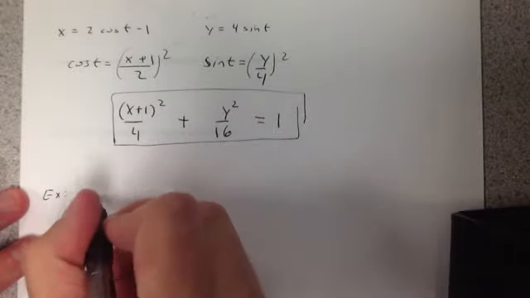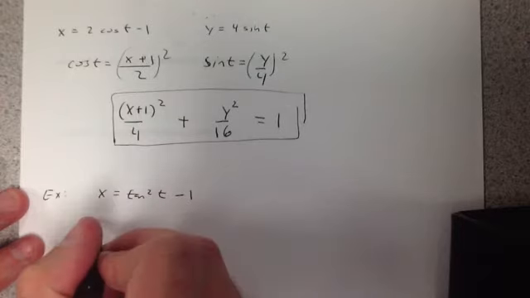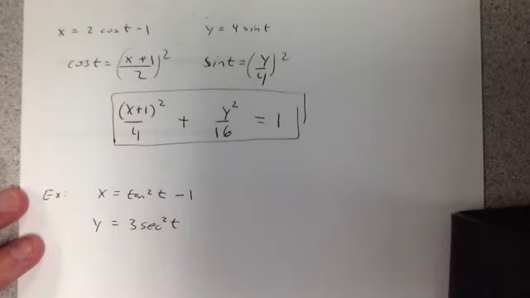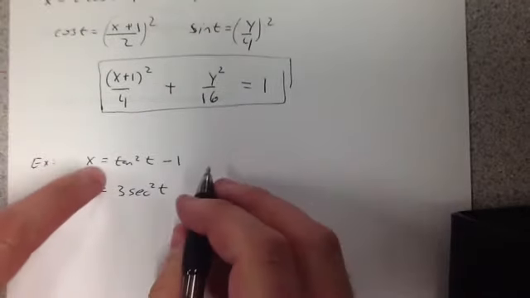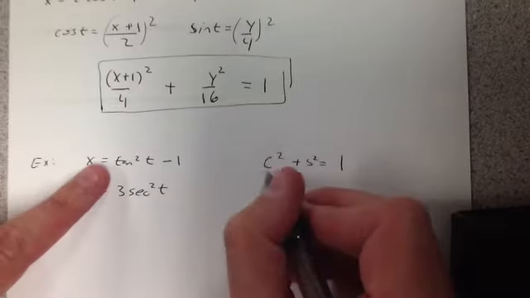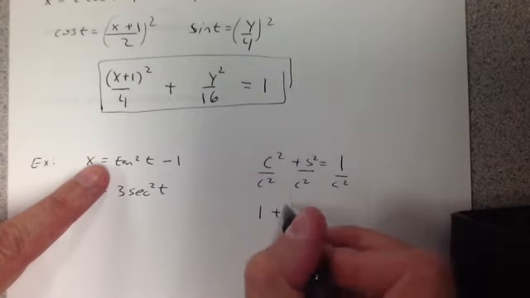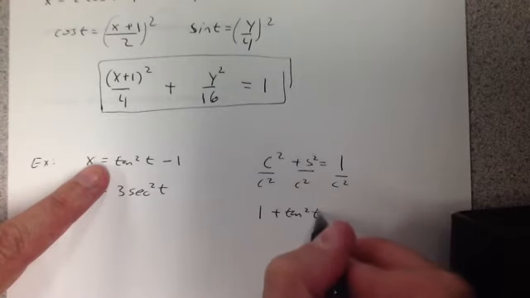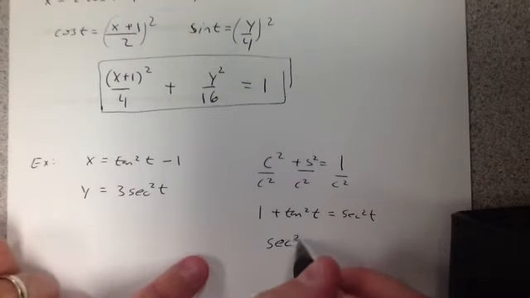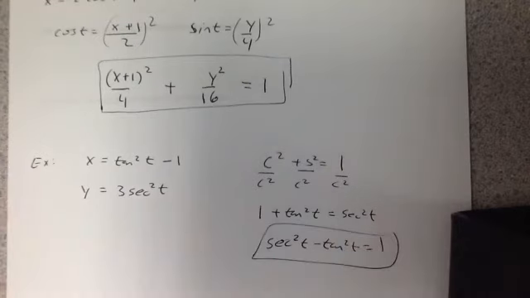Let's do this one. X equals the tangent squared of t minus 1. Y equals 3 secant squared of t. Now be careful with this one. This is tangent and secant, okay? So if I take cosine squared plus sine squared equals 1, I want tangent, so I have to divide everything by cosine squared. This gives me 1 plus the tangent squared of t equals the secant squared of t. So the relationship is this: secant squared of t minus the tangent squared of t equals 1. And there's the relationship we want this time.